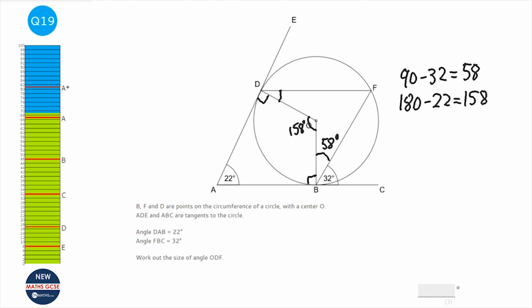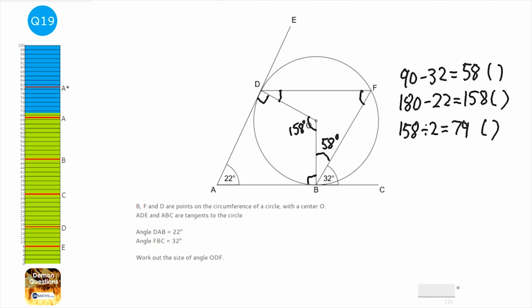Okay, so if I know that this one's 158, I also know this one here, because the angle at the circumference is half the angle at the centre. So I just need to do 158 divided by 2, which equals 79. And every time you do working out, you need to give reasons in brackets afterwards. Okay, I'm not going to write them down because it would take too long. So that's going to be 79 degrees. And remember, that one is angle at the circumference is half the angle at the centre.